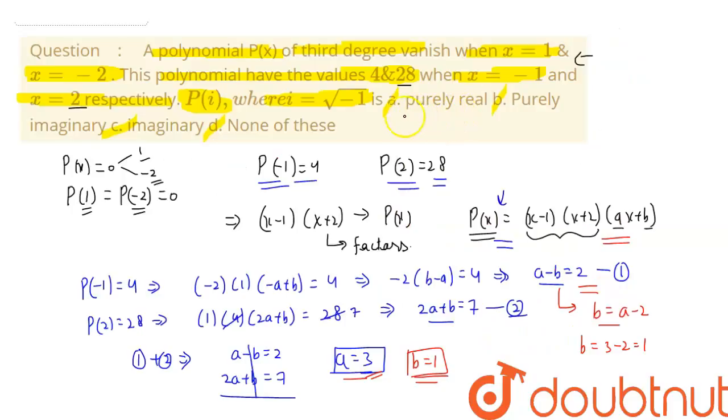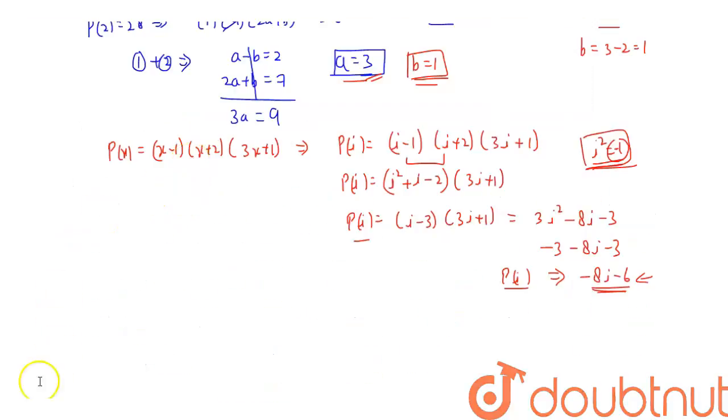So let us see which option matches with these given options. So here we can see that we have got our p of i as an imaginary number. So we have option C as the correct option. This is our solution.